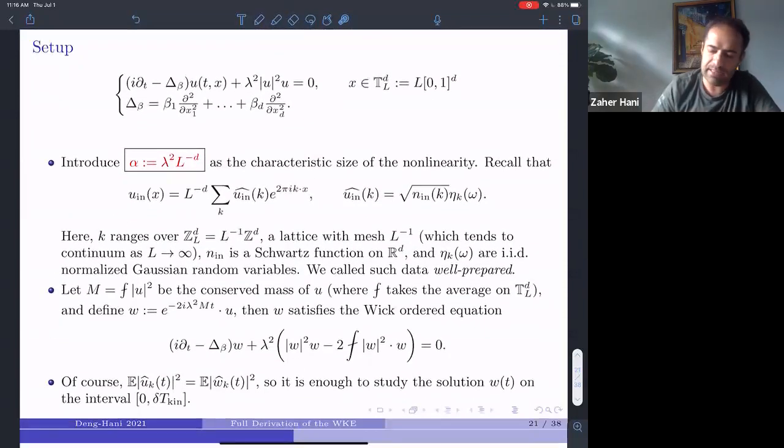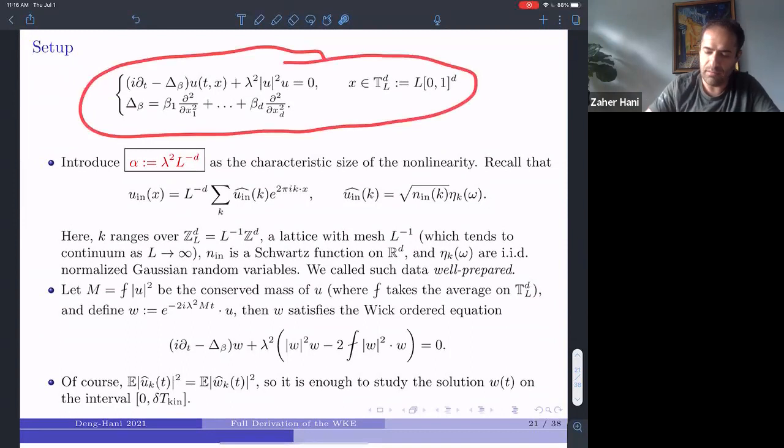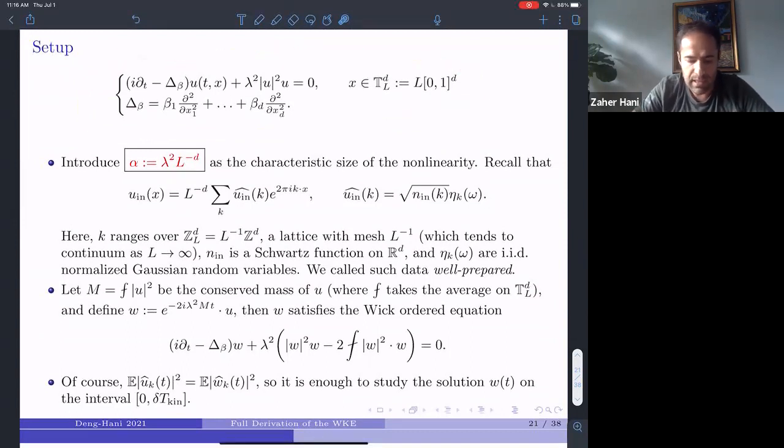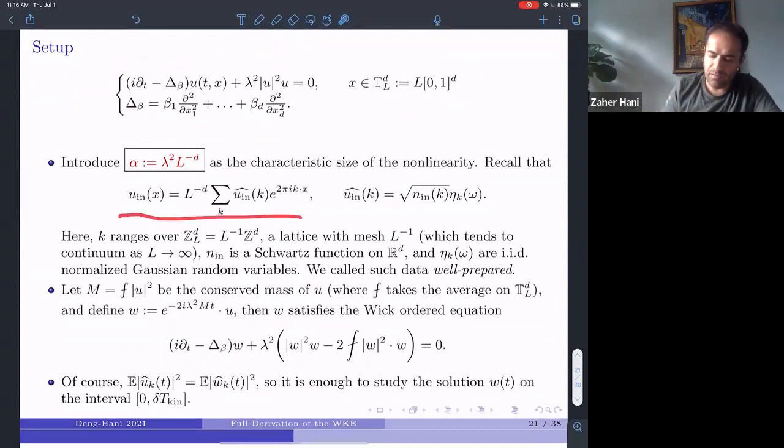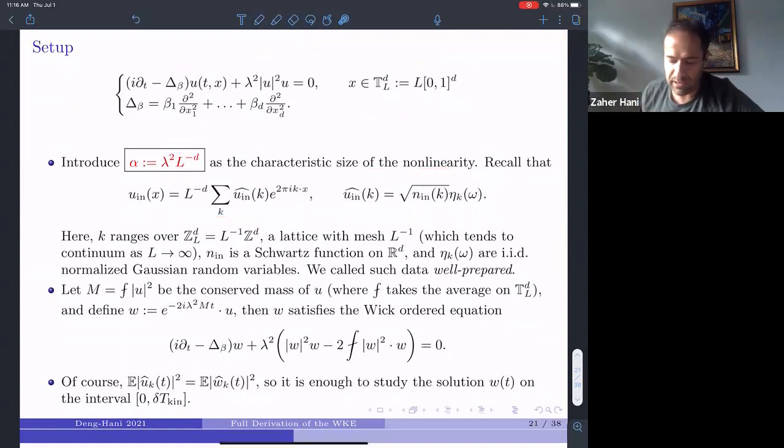And here's the setup. So this is the equation again, rescaled. And this is reminding you of the initial data, what we call the well-prepared initial data. Okay, so now the first thing that we do is we go from this equation to the Wick ordered equation. So we define the mass. As we said, the mass is conserved for this equation. So we take the integral of u squared. This is the conserved mass, modulo maybe some L to the minus d factor.